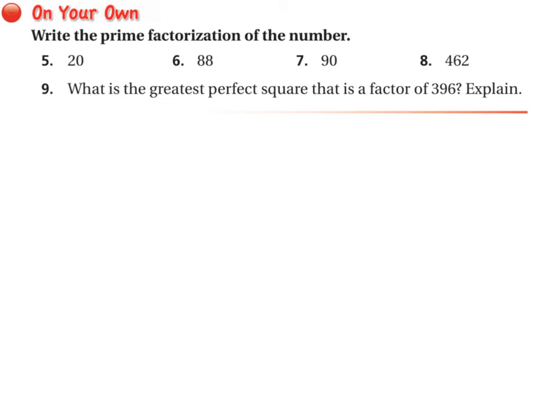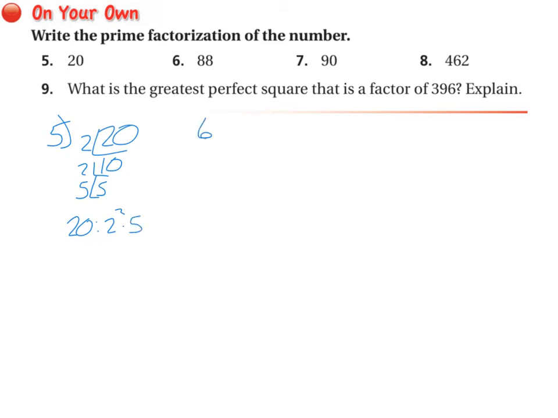Okay, so number 5, when we did this, the prime factorization of 20. Again, we're not looking for the factor pairs. Factor pairs is different from prime factorization, so we break it down using the ladder method. For 20, we get our answer 2 squared times 5, or you could have written 2 times 2 times 5.